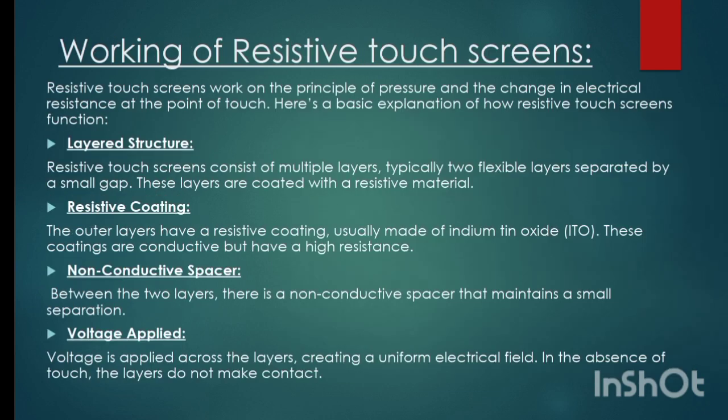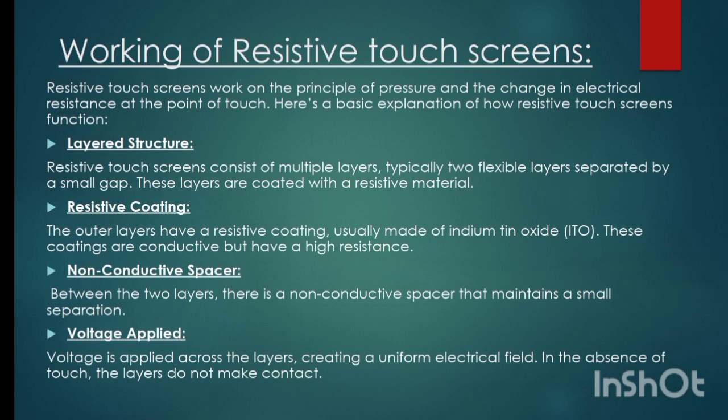Working of resistive touch screens. Resistive touch screens work on the principle of pressure and the change in electrical resistance at the point of touch. Here's a basic explanation of how resistive touch screens function. Number one is layered structure. Resistive touch screens consist of multiple layers, typically two flexible outer layers separated by a small gap. These layers are coated with a resistive material.